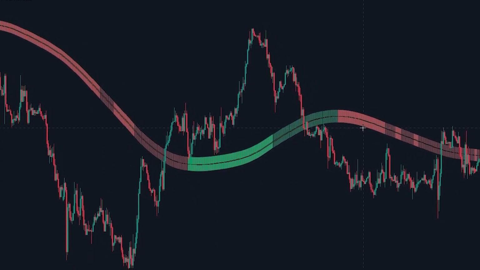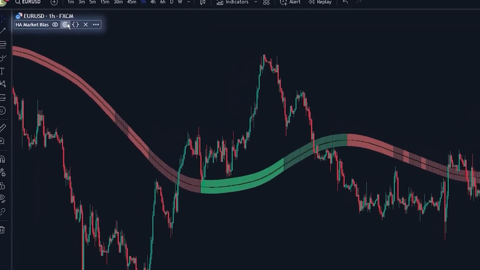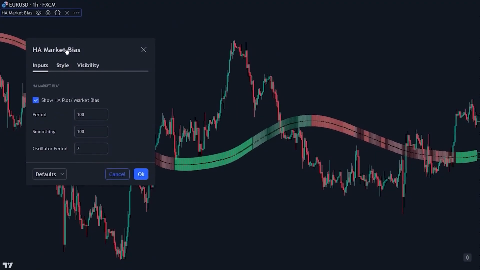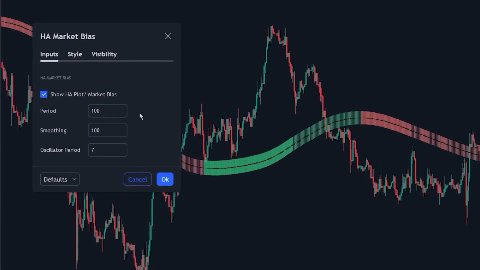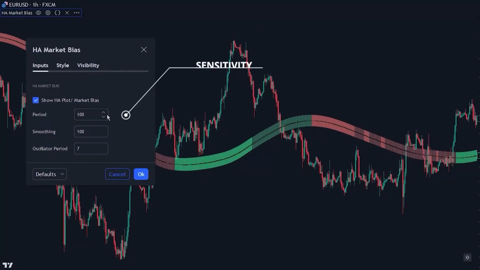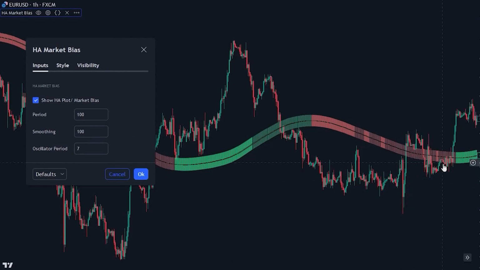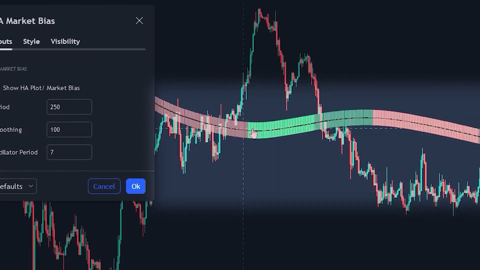Let's now take a look at and change the indicator settings. Navigate to the Indicator Settings tab and click on the Input tab. The first setting we can see is the period setting. The period refers to the length or duration over which the indicator calculates its values. It determines the number of data points considered in the calculations, thereby influencing the sensitivity and responsiveness of the indicator to price fluctuations. As you can see, by increasing the period value, the sensitivity of the indicator is lowered, showing us a longer-term view of the market bias.